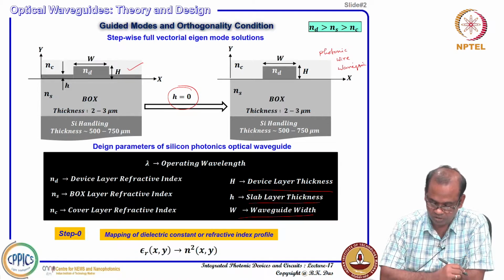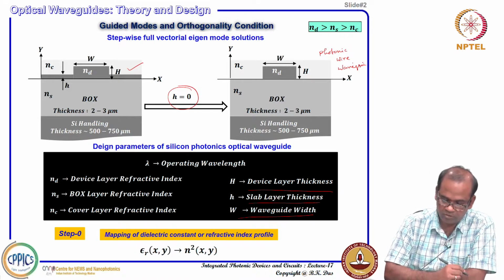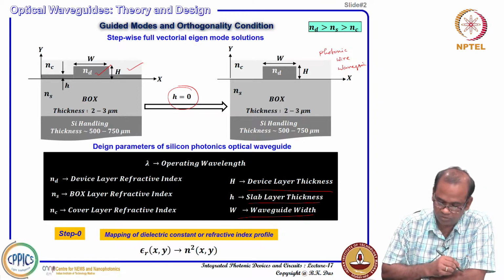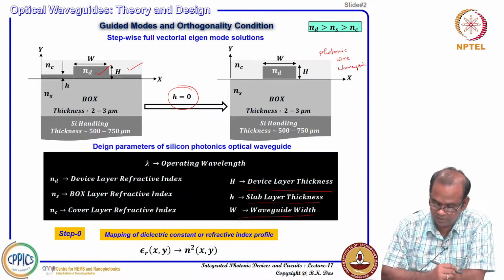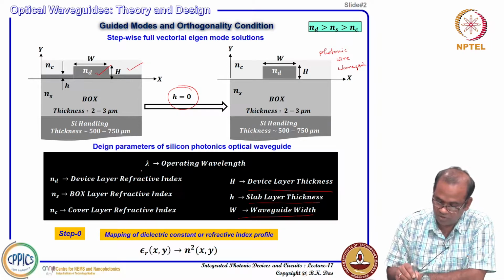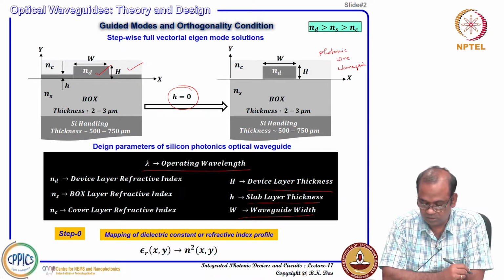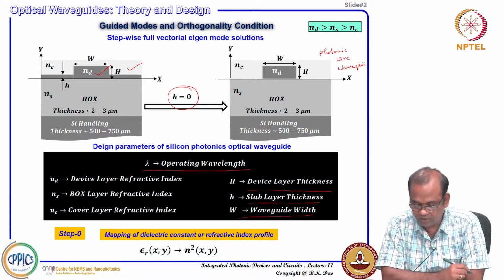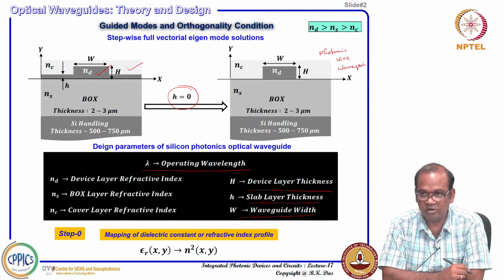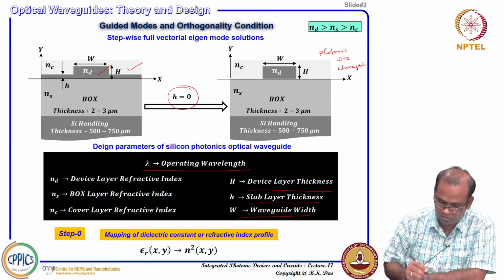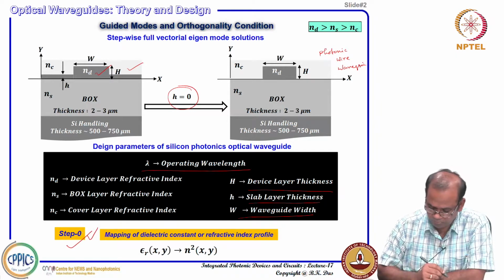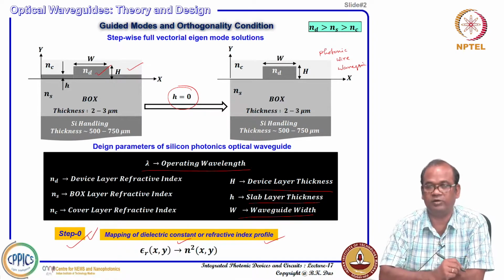For mode solution we need to know the refractive index of the core and also the cladding materials, and the operating wavelength, which wavelength you want to operate or know the guiding property at. That is needed because this full vectorial method is a frequency domain, Fourier domain solution. So the first step, which we call step 0, is mapping the dielectric constant or refractive index profile.